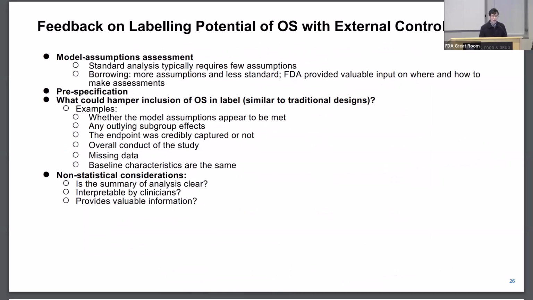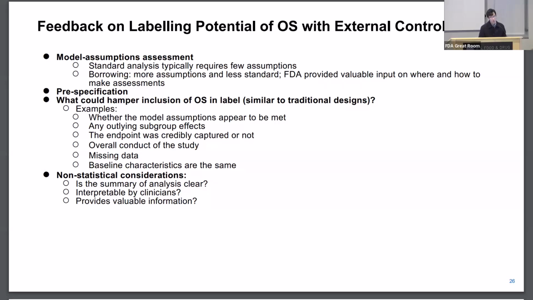So what was some feedback on the potential of using OS with external controls? There are several aspects we learned, including model assumptions assessment. Standard analysis typically requires fewer assumptions. So these Bayesian scenarios have more assumptions, can be less standard, so you need to understand and assess them, just like we demonstrated with the violation of assumptions simulations. The need for pre-specification, I think earlier speakers also alluded to that.